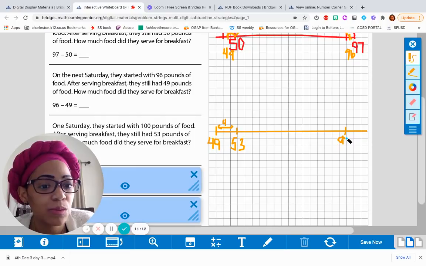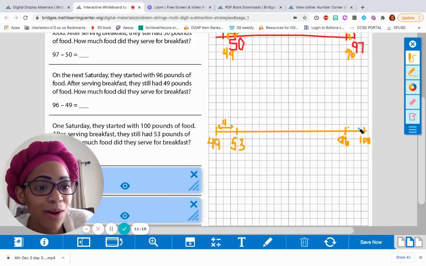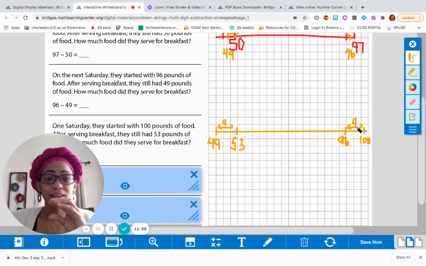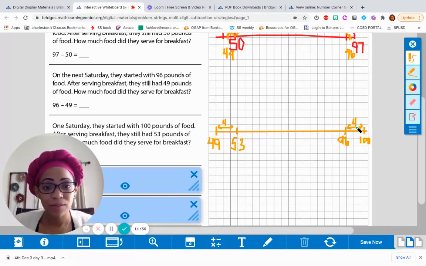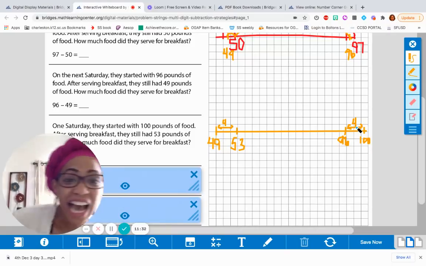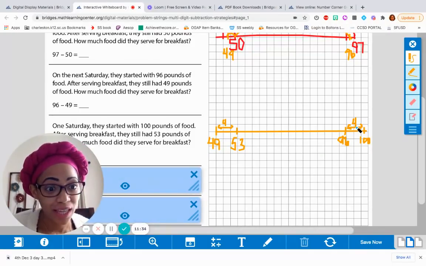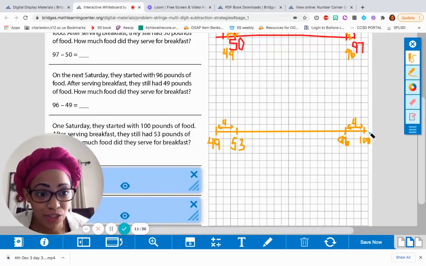And we need to go to 100. What is the difference between 96 and 100? Right, it is also 4. So I shifted both numbers 4. I shifted both numbers 4, which means I essentially should get the same answer.